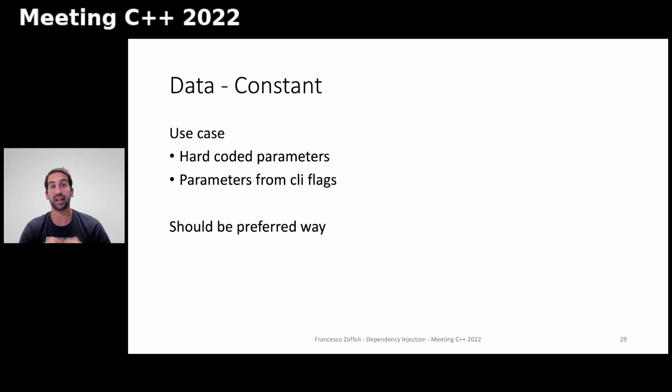So you read the CLI flags at the start of the program, and then these are not going to be changing for the rest of the program, so you pass them as a constant. And in general it should be the preferred way, and it's a very common way of passing information as a dependency.